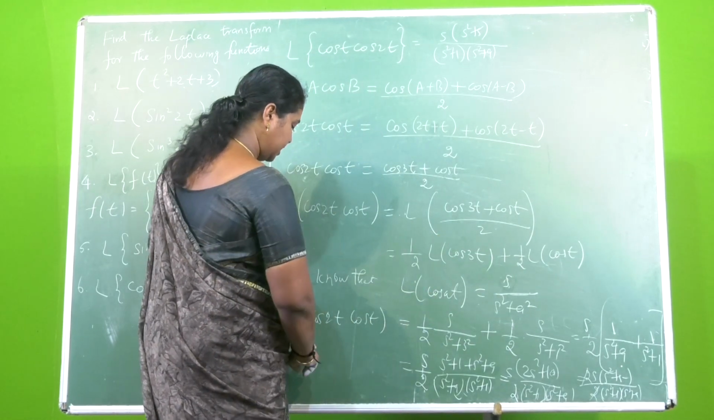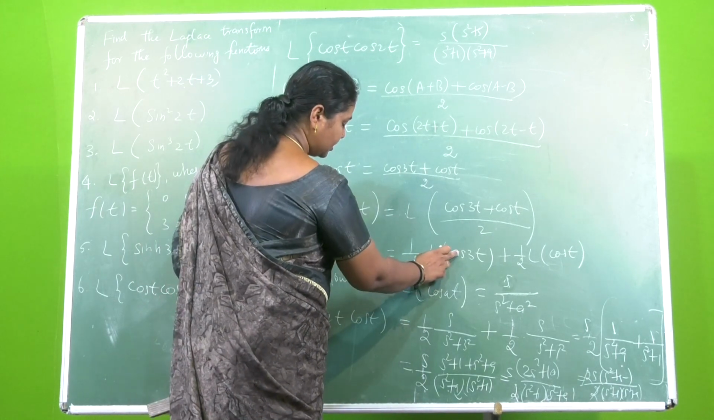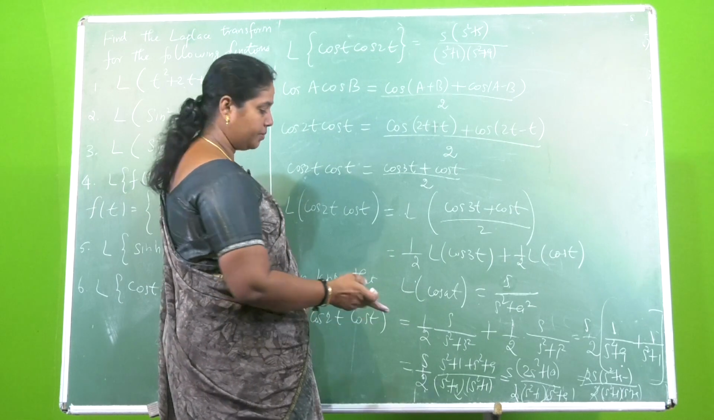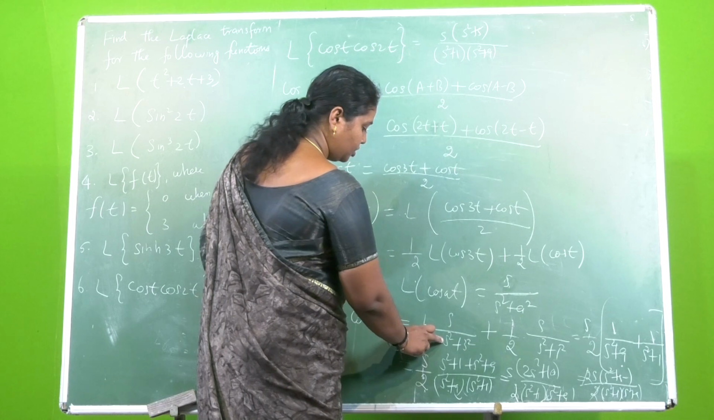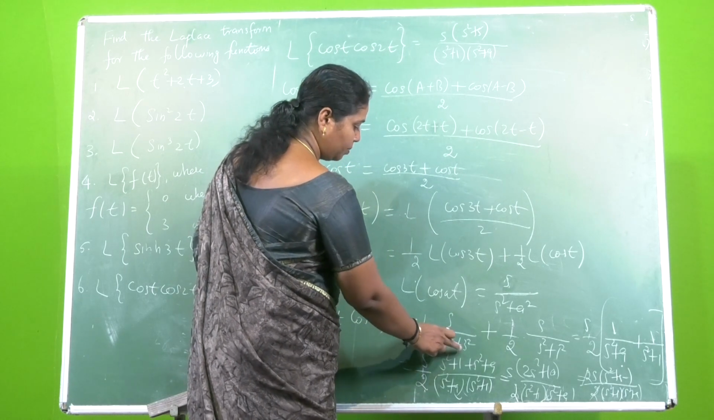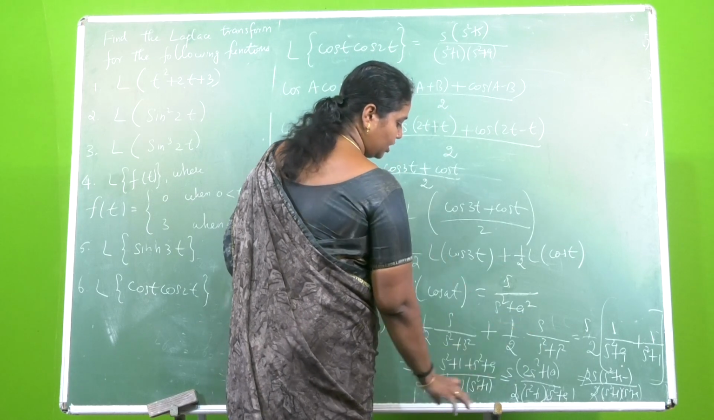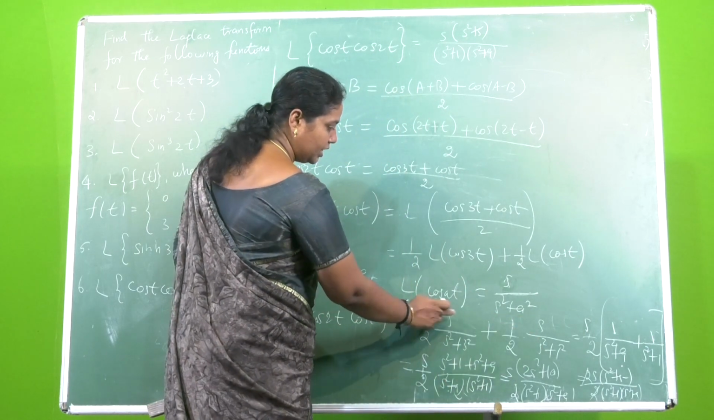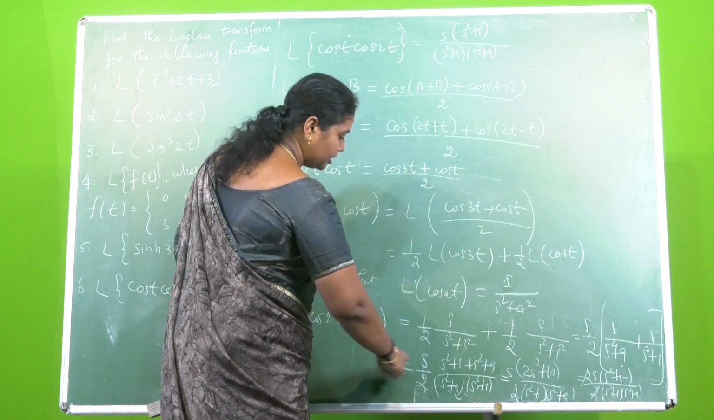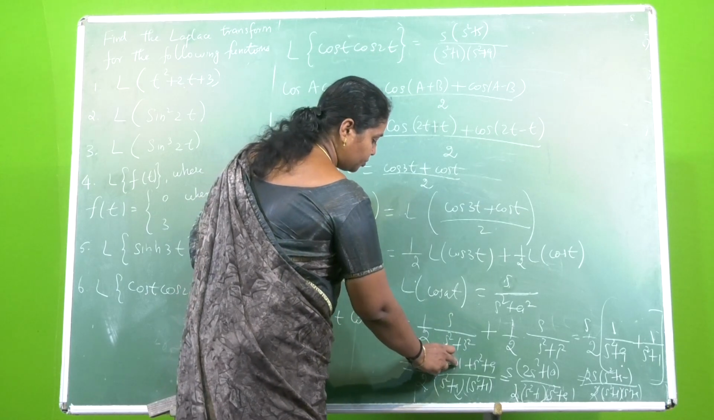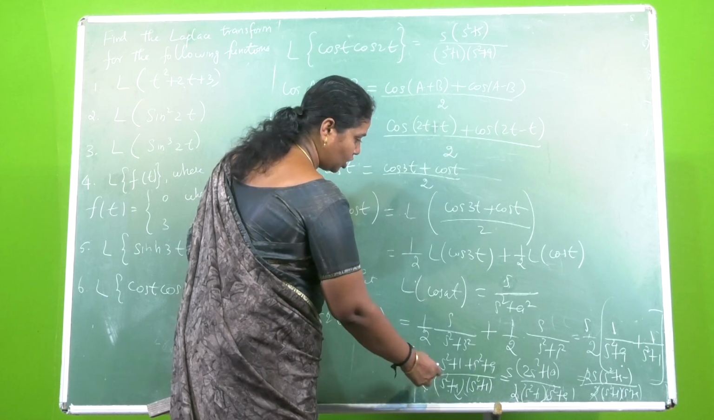If you apply this, we get L of cos 2t cos t as 1 by 2 times s divided by s square plus 3 square, plus 1 by 2 times s divided by s square plus 1 square. So this is 1 by 2 times s divided by s square plus 9, and this term becomes 1 by 2 times s divided by s square plus 1. If we take the LCM, we can observe that s is common in both terms. Taking it outside, we get s divided by 2 times s square plus 1 plus s square plus 9 over the denominator s square plus 9 into s square plus 1.